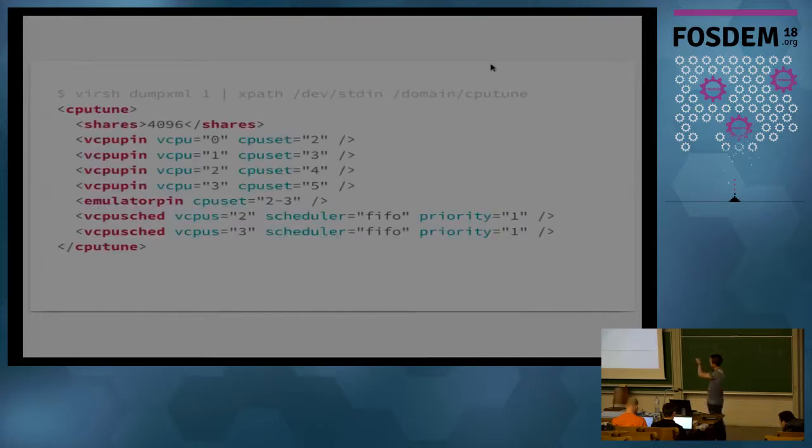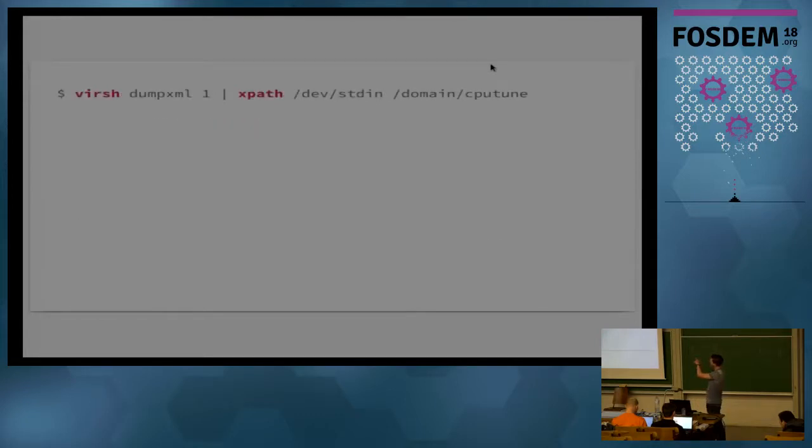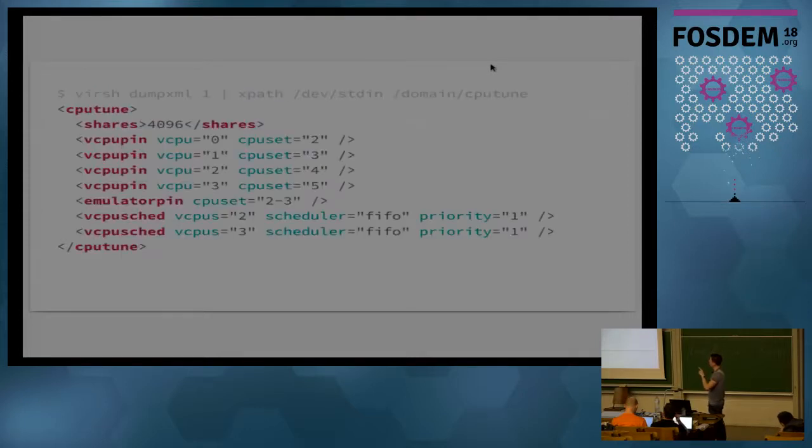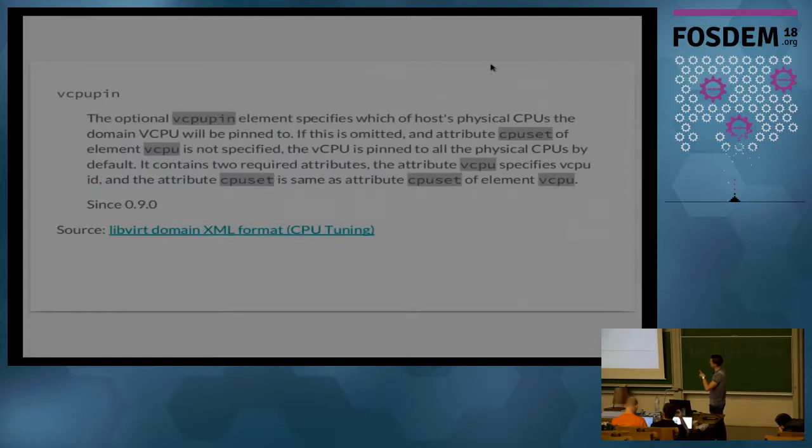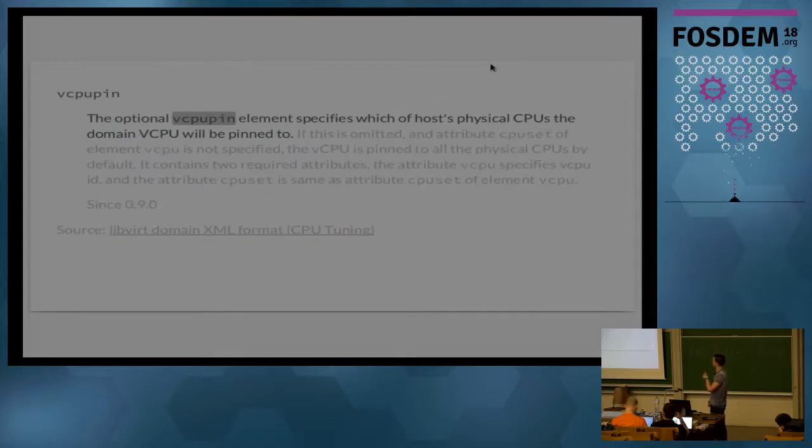So the first of these is the CPU tune element. If you do a dump XML for your libvirt domain, you'll get a big XML blob with all the information about your guest in it. If we look at just the CPU tune element, it specifies which of your host's physical CPUs a guest vCPU would be able to run on. So that CPU pinning that I was talking about, this determines that for you.